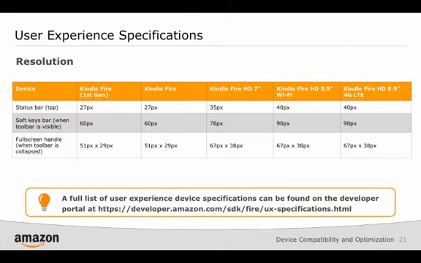Here is a table of the most commonly used specifications. A full list of user specifications for device experience can be found on the developer portal at developer.amazon.com/sdk/fire/ux-specifications.html.